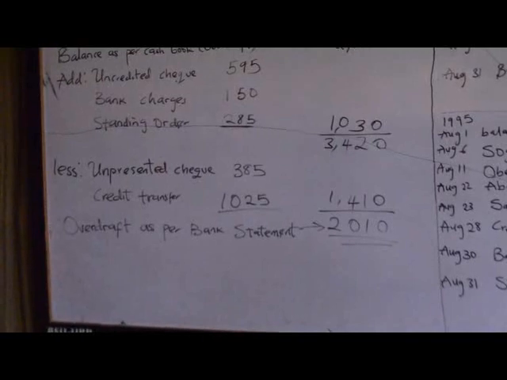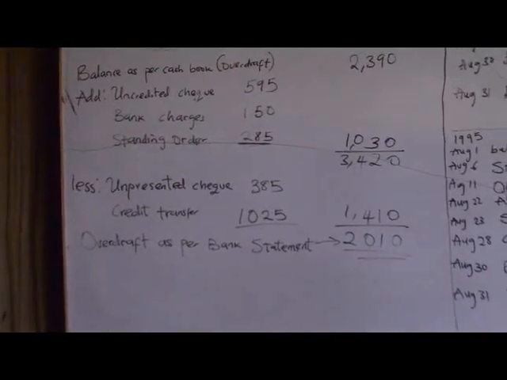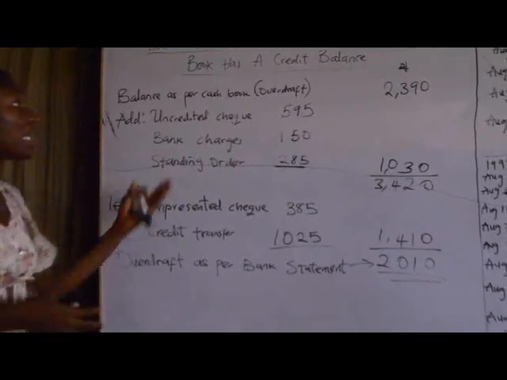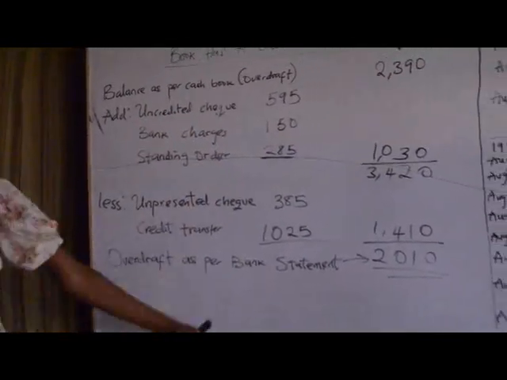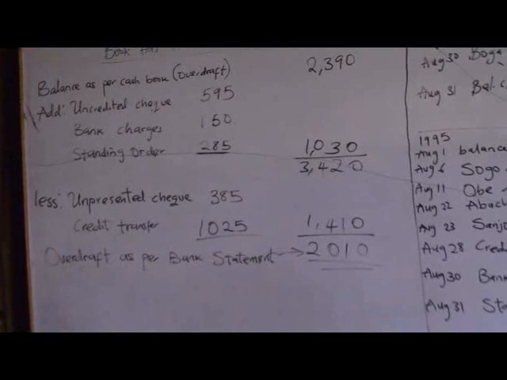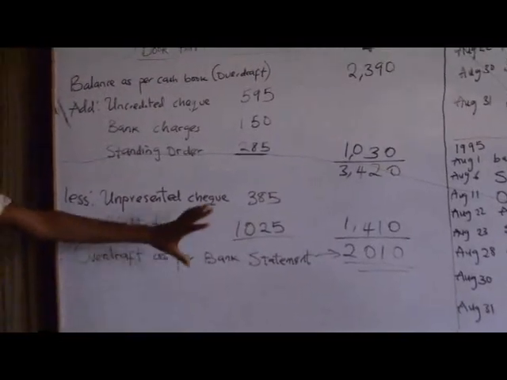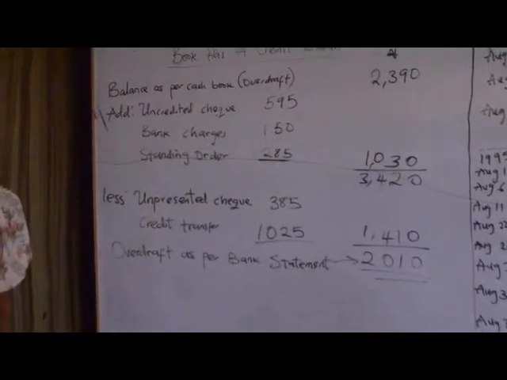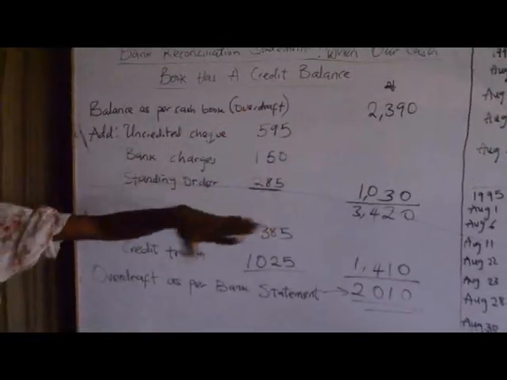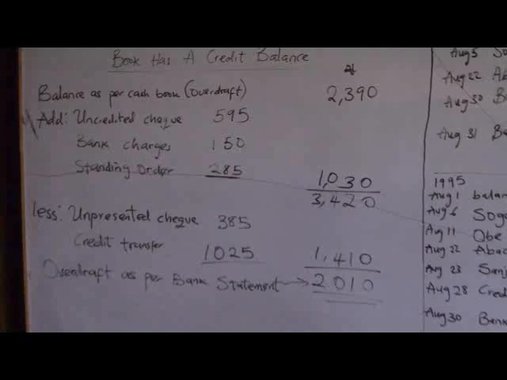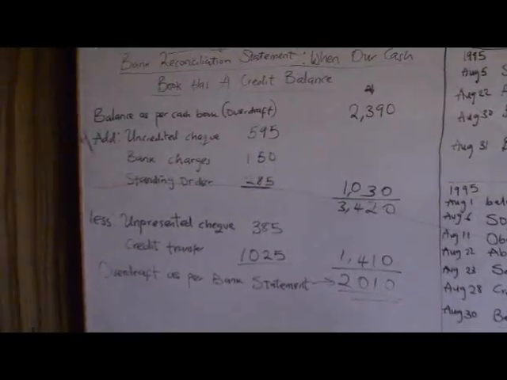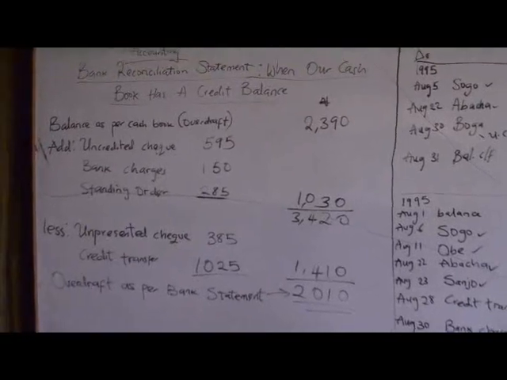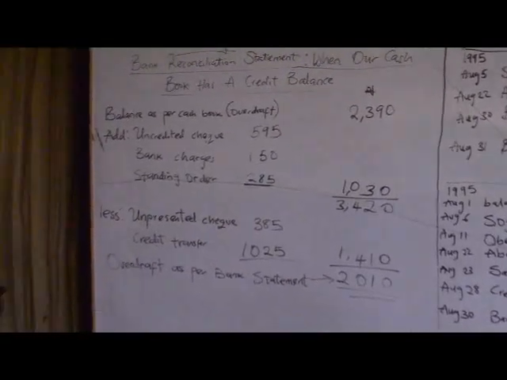But quickly, let me just rush through in case you want to start with overdraft as per bank statement, because like I said, you can either start with balance as per cash book or your balance as per bank statement. Okay, in our overdraft as per bank statement, we just add in our income, all right, and less our gross debt, so that we can have our final debt. Your answer will still be correct. Okay, so with this, we have come officially to the end of bank reconciliation statement when our cash book has a credit balance.